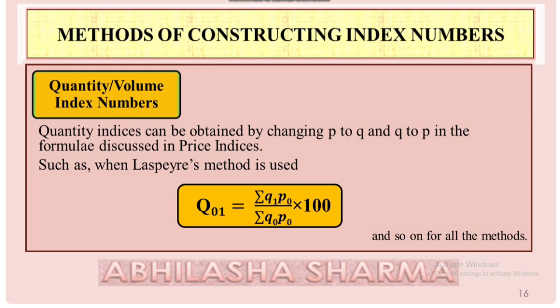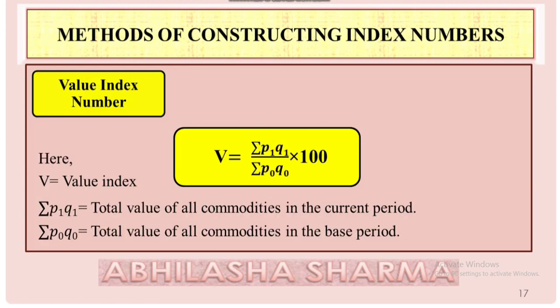As we know, there are three types of index numbers, which are price index, quantity index and value index. We have studied price index. Now we will know about quantity index numbers. This is very easy to calculate. You just need to change P to Q and Q to P in all the formulae discussed for calculating price index. For computing value index, we need to divide the total value of all commodities in the current year, denoted by sigma P1Q1, by total value of all the commodities in the base year, and multiply the result by 100.